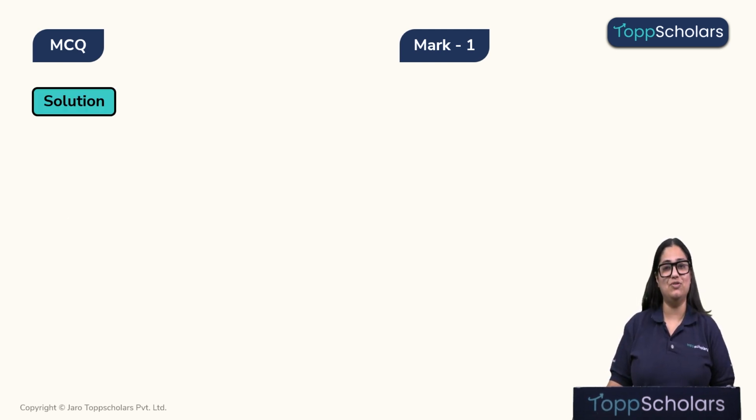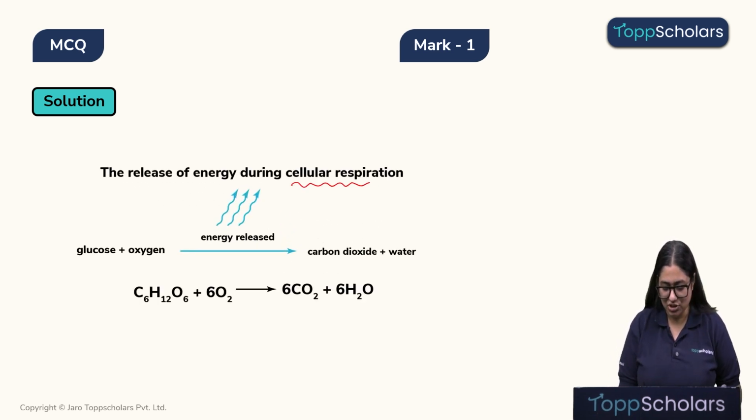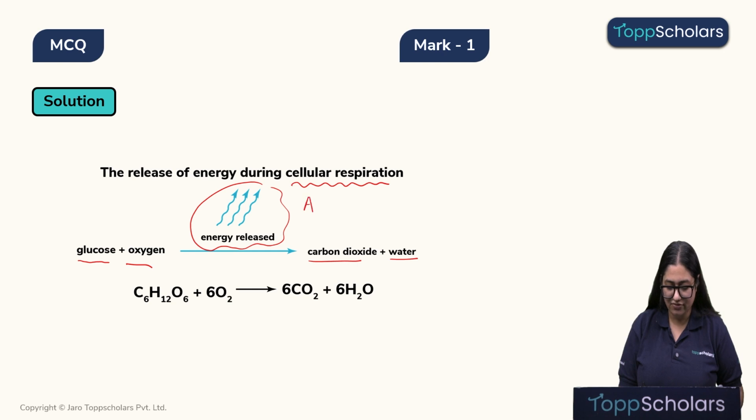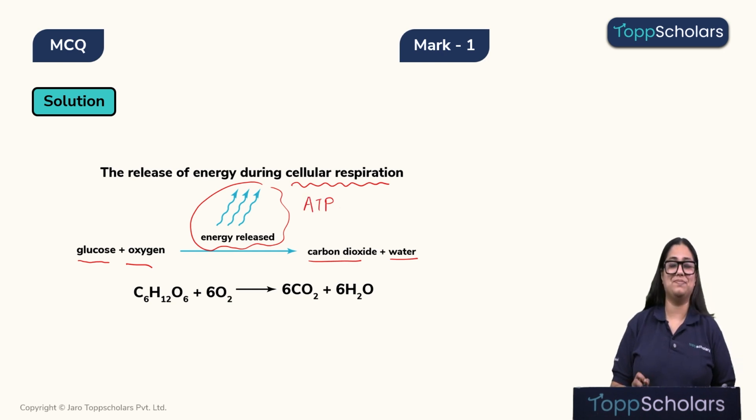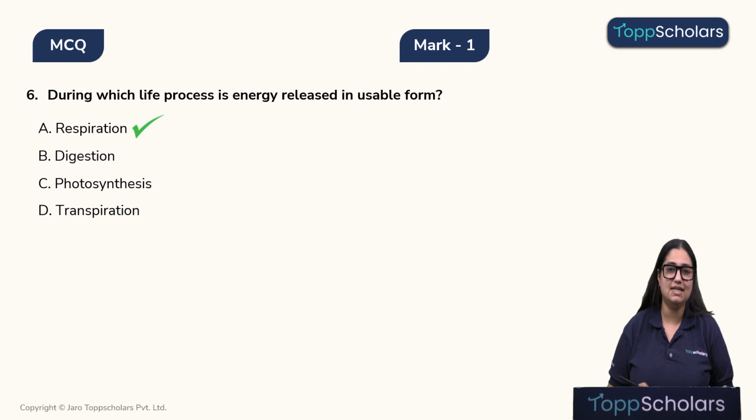Let's look at the solution now. Children, we know that cellular respiration is a process in which the glucose is broken down by oxygen, which results in formation of carbon dioxide and water, and along with it a huge amount of energy is released in the form of ATP. Therefore, the correct answer is option A, that is respiration. Now let's see why the other options are incorrect.